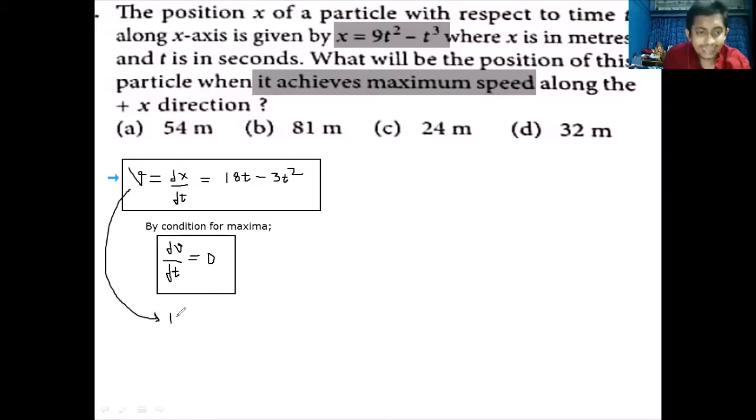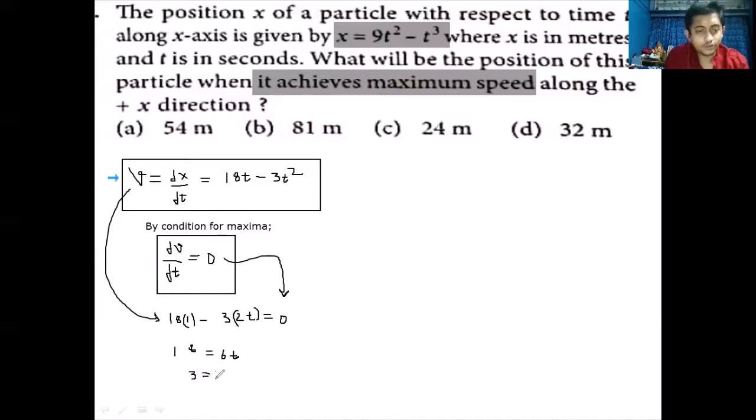So the derivative of 18t is 18 into derivative of t, which is 1, minus the derivative of 3t square. So it is 3 into the derivative of t square, that is 2t. So it is 3 into 2t, that is 6t. So that is 18 minus 6t, and we equate it to 0. Condition for maxima: whatever you want to maximize, its derivative should be equal to 0. So we get 18 is equal to 6t. Dividing 18 by 6, that becomes 3.